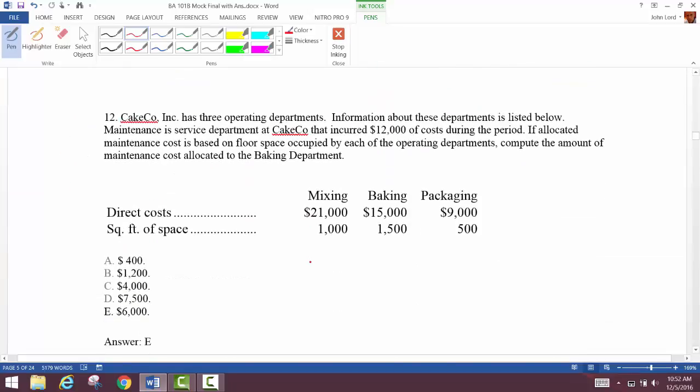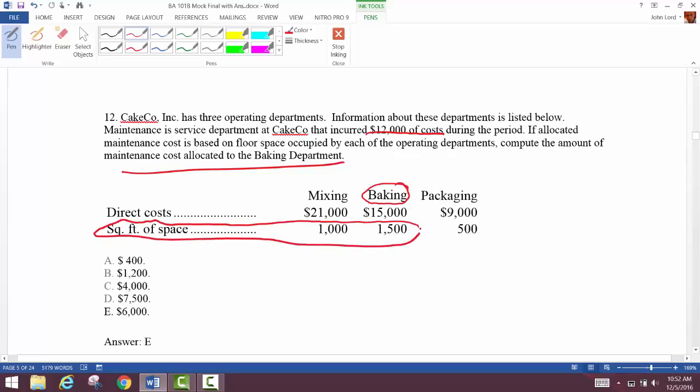And let's take a look at number 12 here. We want the amount of maintenance cost that will be allocated to the baking department. When I do a question like this, I just say to myself, okay, I'm dealing with the baking department, and they're asking me about the maintenance cost of 12,000, and it's based on floor space, right? So I try to isolate the most relevant ones, because it's easy to get confused about what you're supposed to be looking at here.